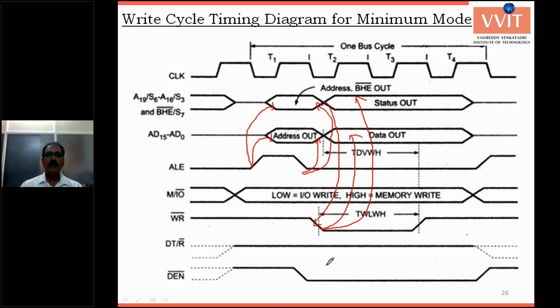Next, DEN bar. Data is ready on the data lines. This indicates that data is available on the data lines. DEN bar is 0. Otherwise, DEN is not enabled, and that is indicated as high. At that time AD0 to AD15 serve as the address. When DEN bar is low, AD0 to AD15 serve as the address. This is the write cycle timing diagram.